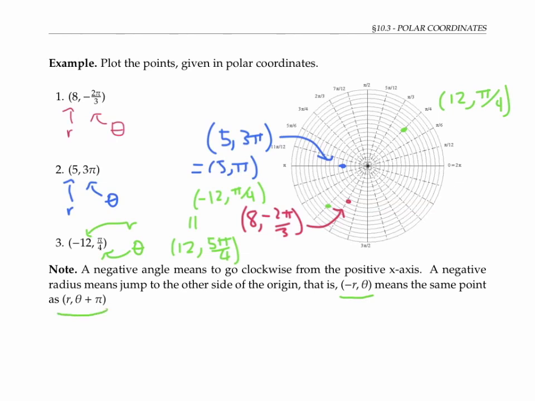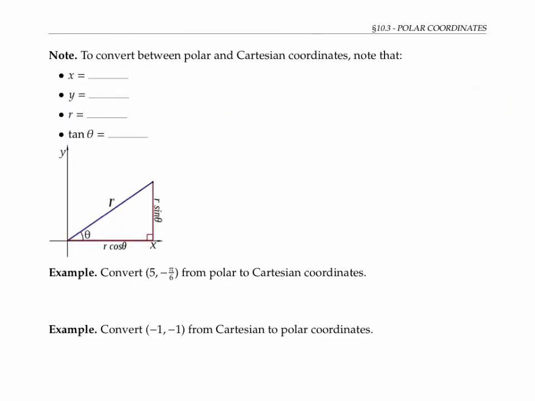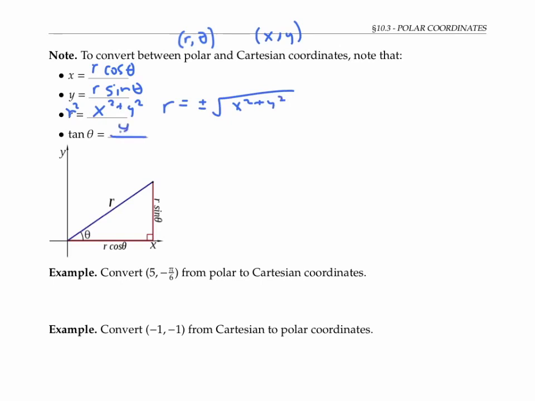Adding pi just makes us jump around to the opposite side of the circle. To convert between polar and Cartesian coordinates, it's handy to use the following equations. First, x is equal to r cosine theta, y is equal to r sine theta, r squared is equal to x squared plus y squared, which means that r is plus or minus the square root of x squared plus y squared, and tangent theta is equal to y divided by x.